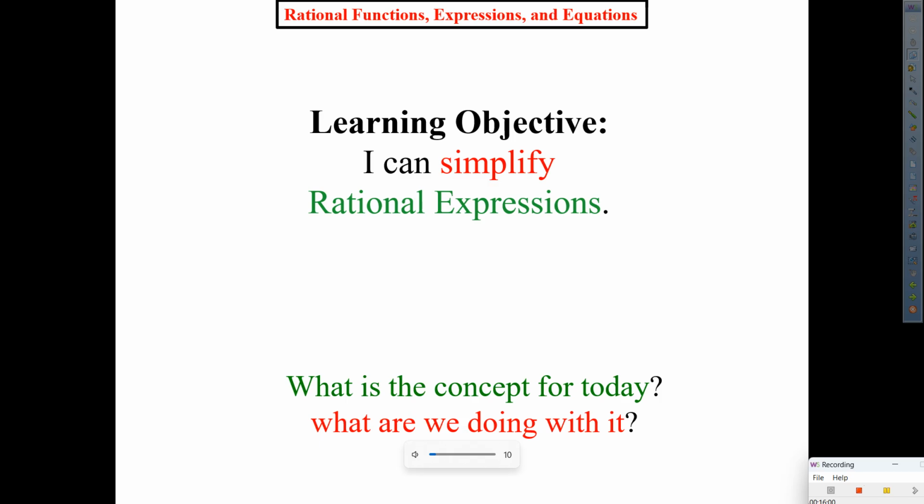I can simplify rational expressions. Let's get started. Tell your neighbor the main idea or the main concept we're moving on to now. What is the main concept? Yes, rational expressions. That is correct. All right, so at this point, we don't need our Chromebooks anymore. It's going to go a little fast. Bear with me.